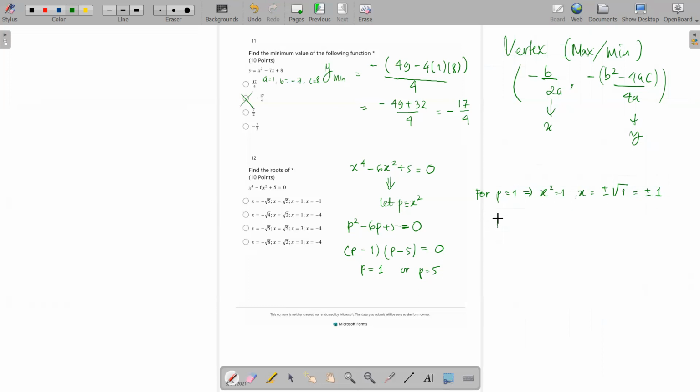For p equals 5, then x squared equals 5. Therefore, x is plus or minus the square root of 5. So let's check from here: minus and plus square root of 5, and then plus and minus 1. So there are 4 roots. Right, so I think that's all for today. I hope you can get a better understanding.